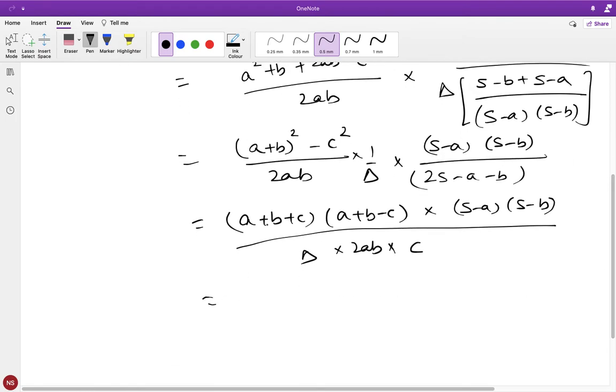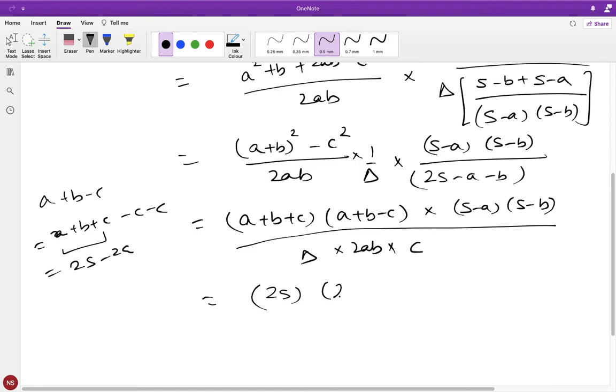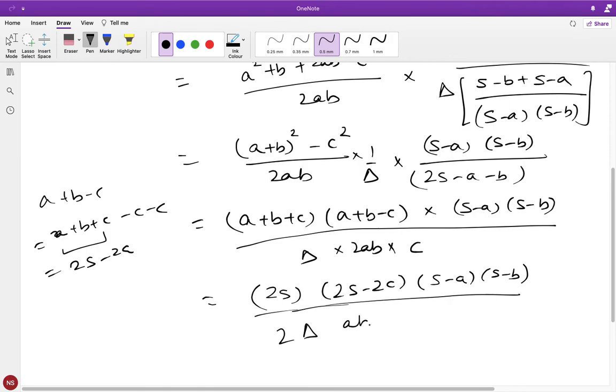A plus b plus c is 2s. A plus b minus c can be written as a plus b plus c minus c minus c, that is 2s minus 2c. So you can write it as 2s minus 2c, and you already have s minus a, s minus b, by delta, 2 delta in fact, abc.